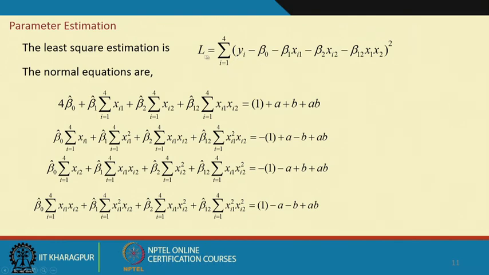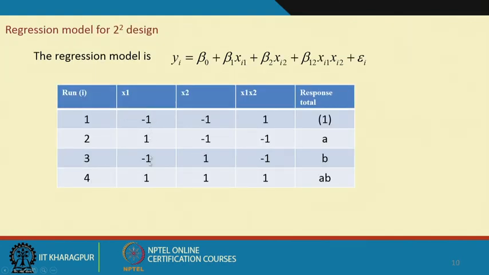If you make del L by del beta 0 equal to 0, you will get this equation. If you do it with beta 1, you will get the second equation, beta 2 the third equation, beta 1 2 the fourth equation. And here you see the sum of x i 1 will be 0, because x i 1 means the sum of this column, minus 1 plus 1 minus 1, this will be 0. This column will be 0, all the column sums will be 0.